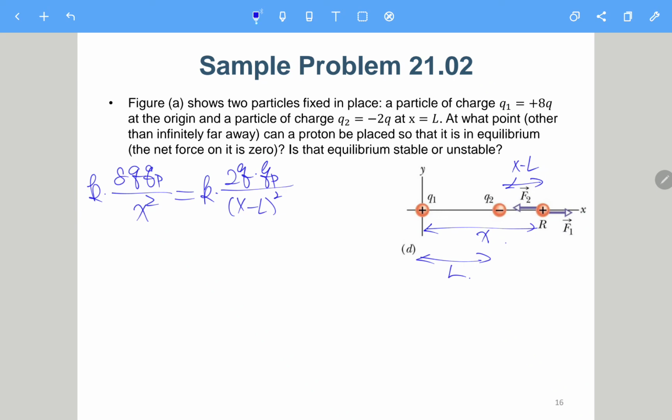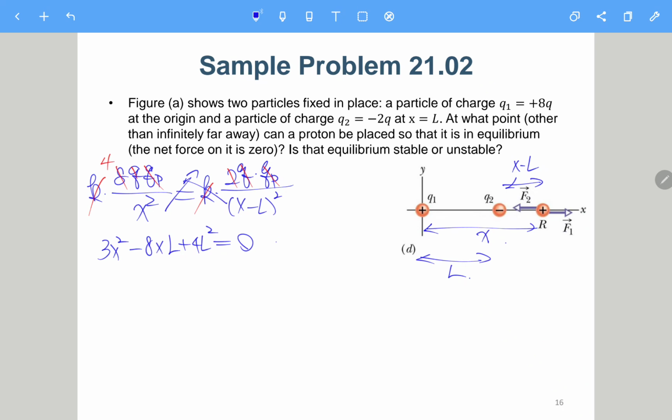So actually we can do some simplification. K and K can be cancelled, QP and QP can be cancelled, Q and Q can also be cancelled, and this one is 4. So you can just cross-multiply, and finally you get 3x squared minus 8xL plus 4L squared equals 0.